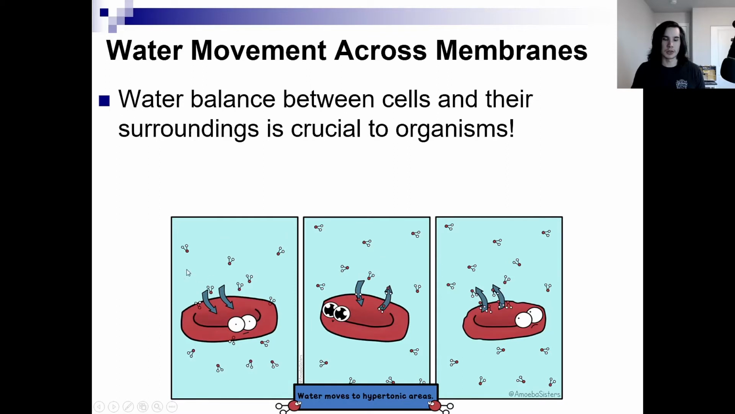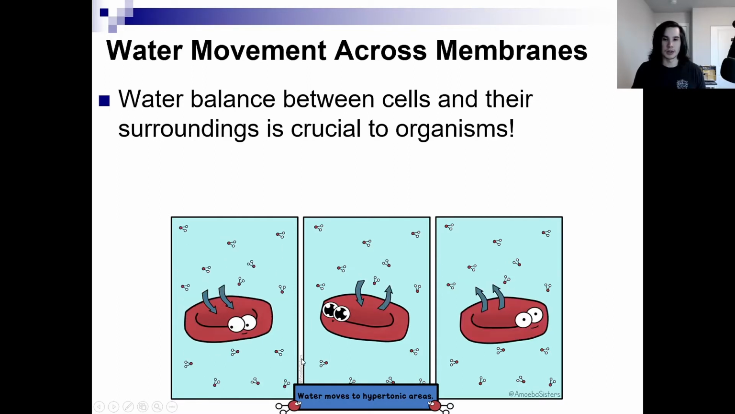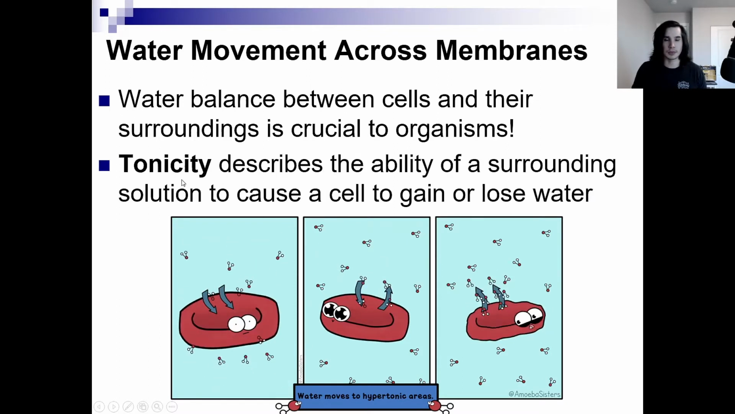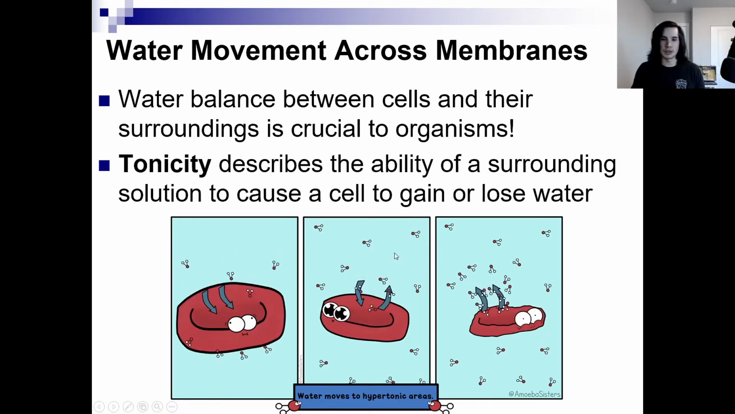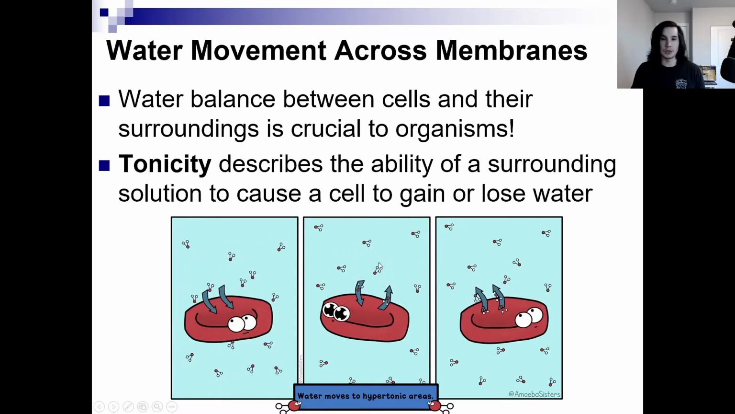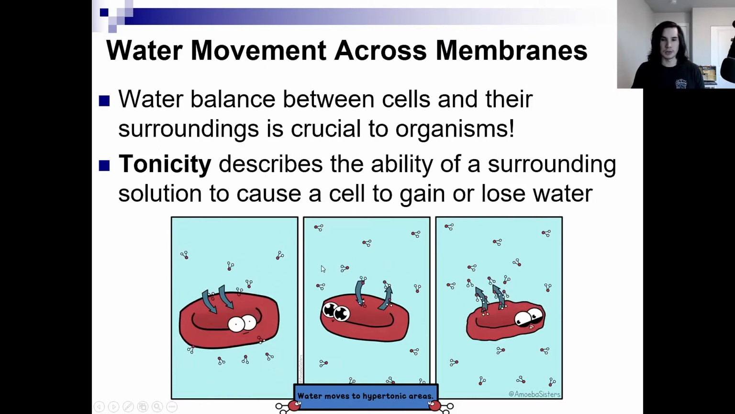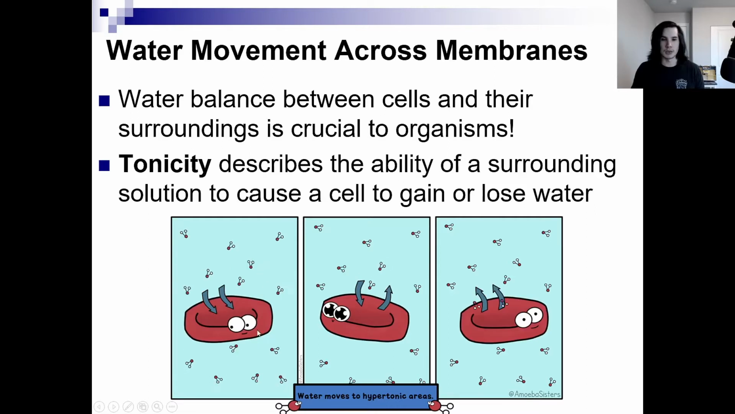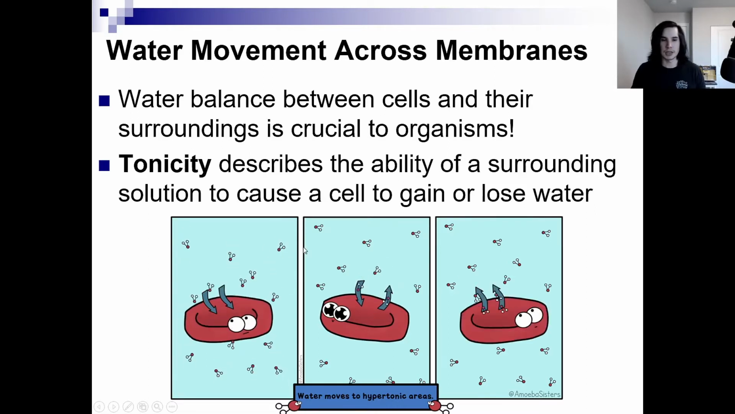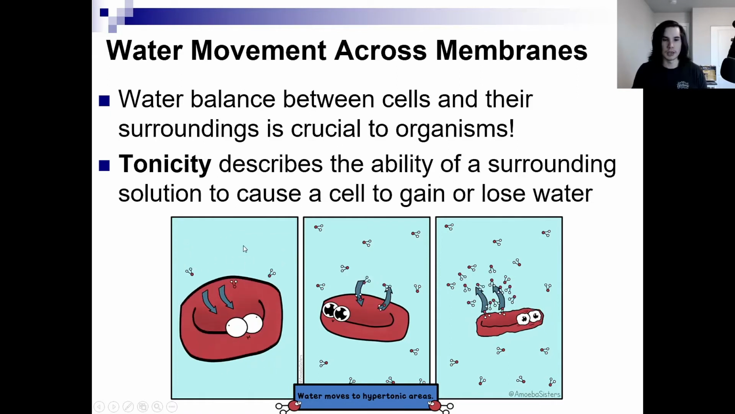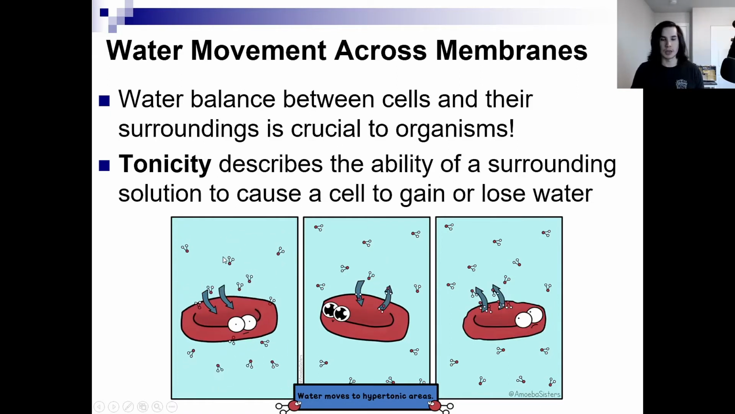All right, so for cells to survive, they must be able to regulate water movement across their membranes, whether it's in or out of the cell. When we talk about tonicity, we're actually describing the solution that the cells are in. So in our case, it would be our blood, if we're talking about our blood cells. So our plasma, all of the non-cellular components of our blood, would have some kind of tonicity.